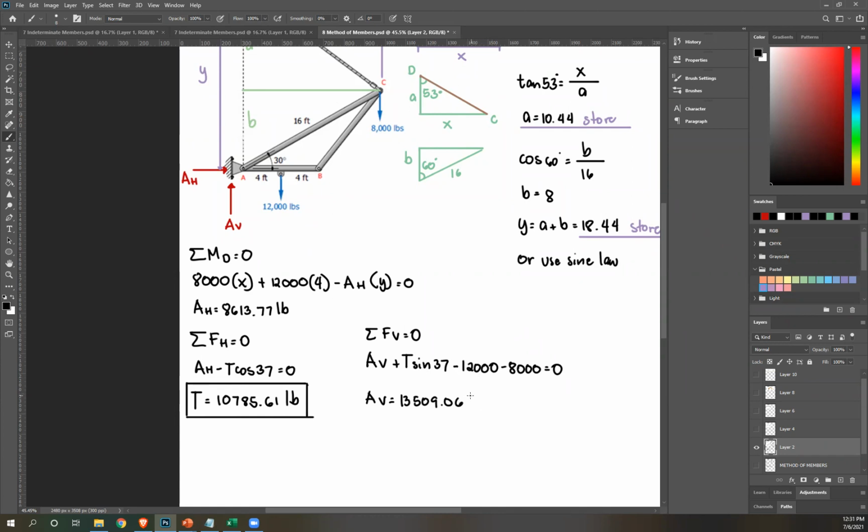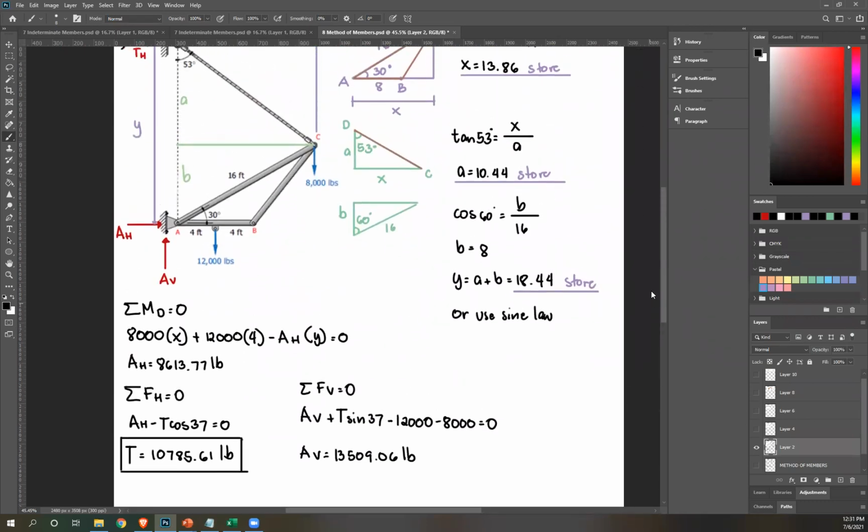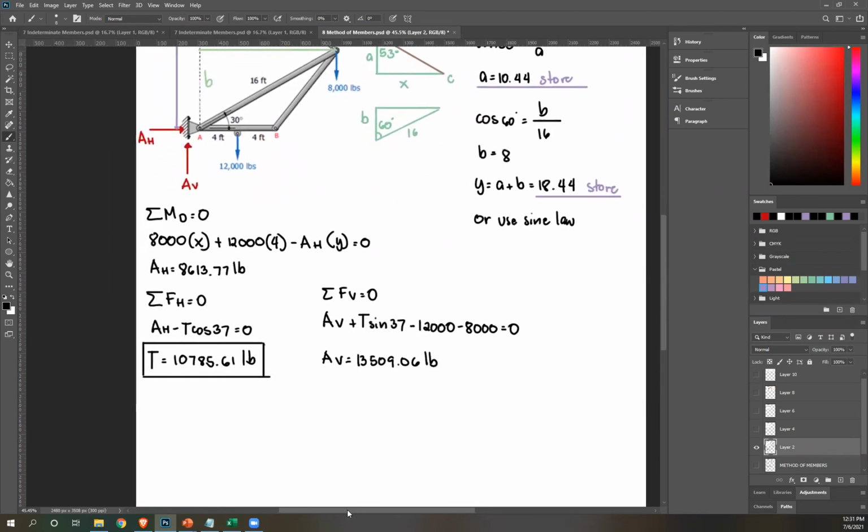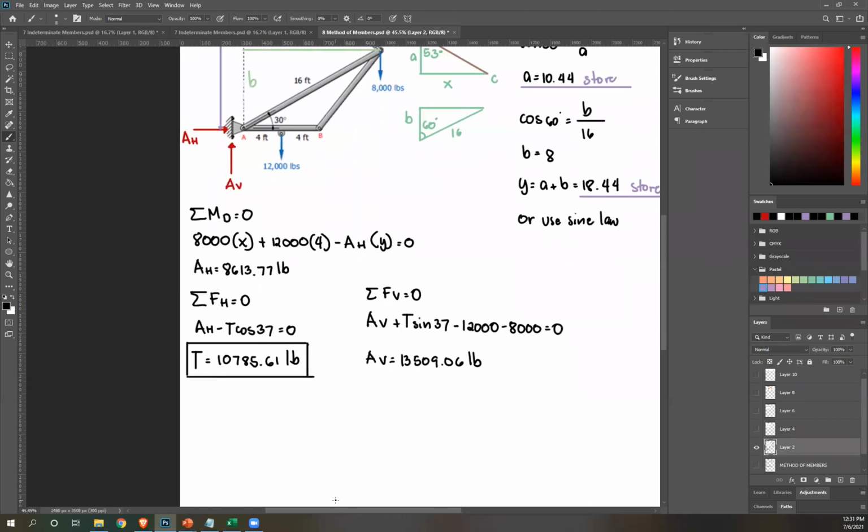Okay, now we have AH and AV. We can finally solve for RA. So RA is just the square root of AH squared plus AV squared. And then final answer, 16,021.60. Okay, so that's the magnitude.